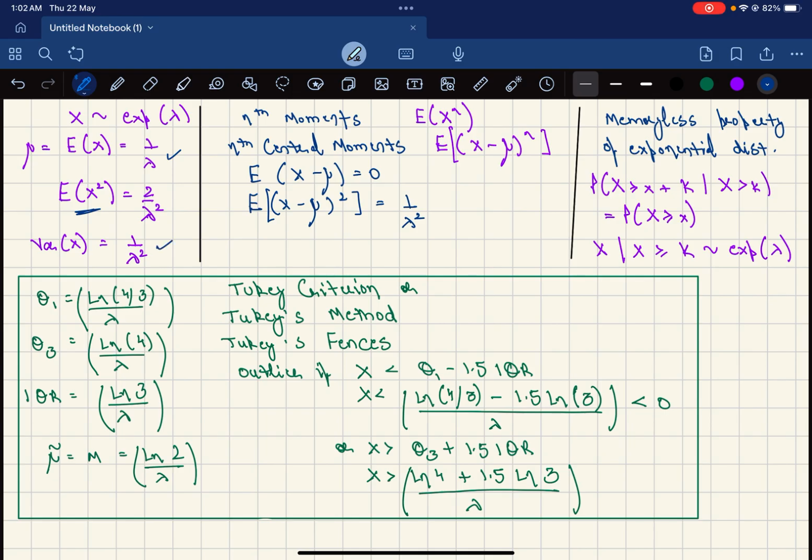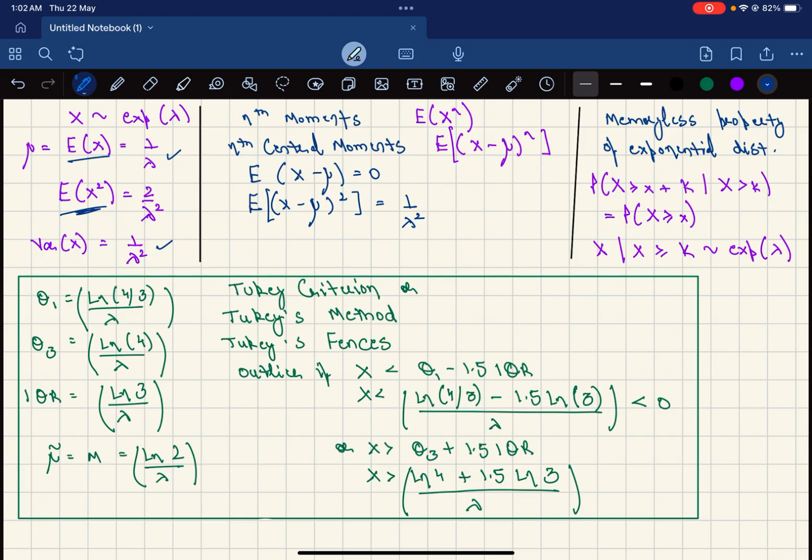Then we looked at how we define the nth moment of a distribution. It is nothing but the expected value of x raised to power n. So just like we computed mean as expected value of x, that is the first moment of the distribution, and similarly expected value of x square was 2 upon lambda square, that was the second moment of the distribution.